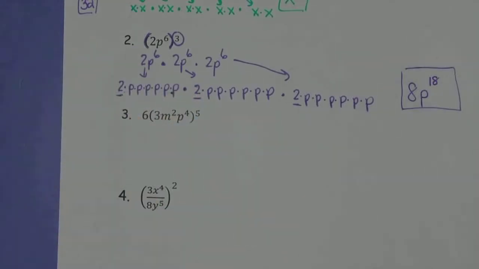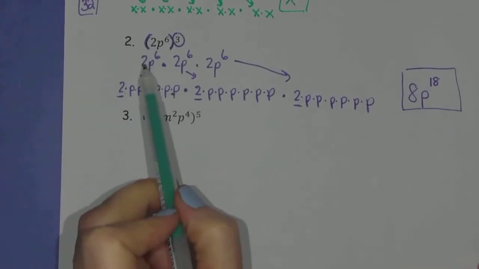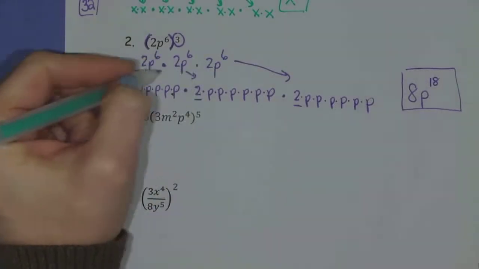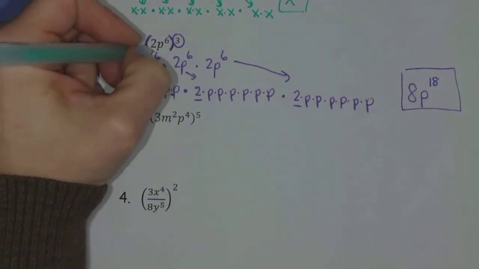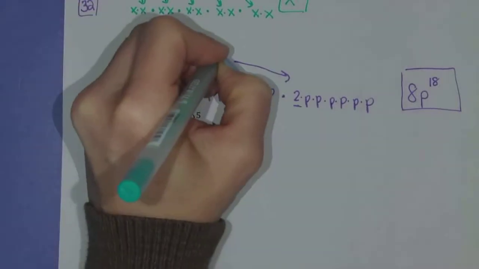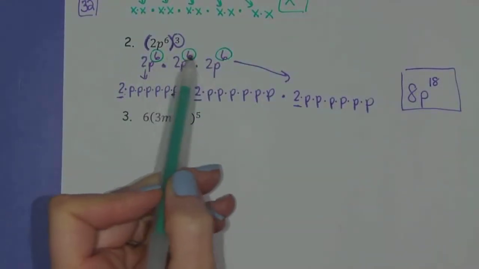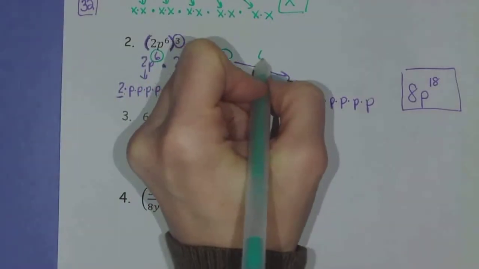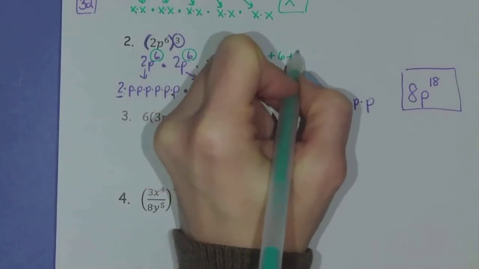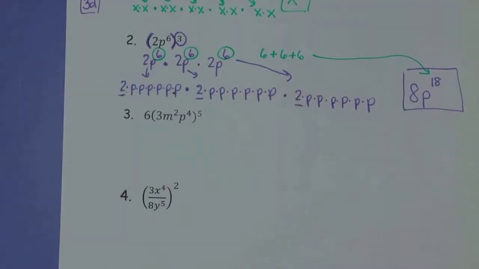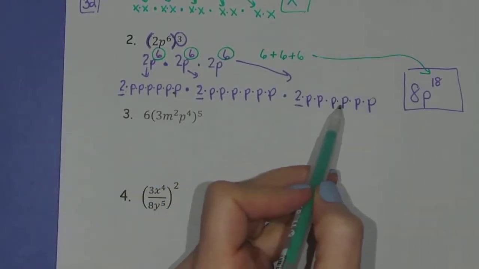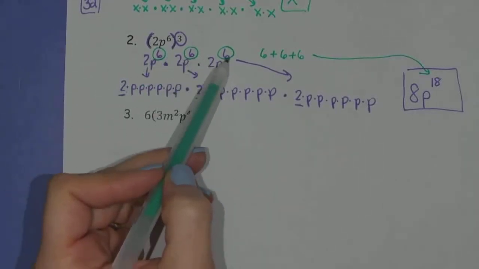Now let's backtrack for a second. If you think about yesterday's lesson, we learned the product rule for exponents. So when you're multiplying something like this, we learned yesterday that the shortcut is to add these guys. Because if you have 6 and 6 more and 6 more, then you've got 6 plus 6 plus 6, and 6 plus 6 plus 6 is also 18. So if you didn't want to write out all of these p's down here, you could think of it as 6 plus 6 plus 6.